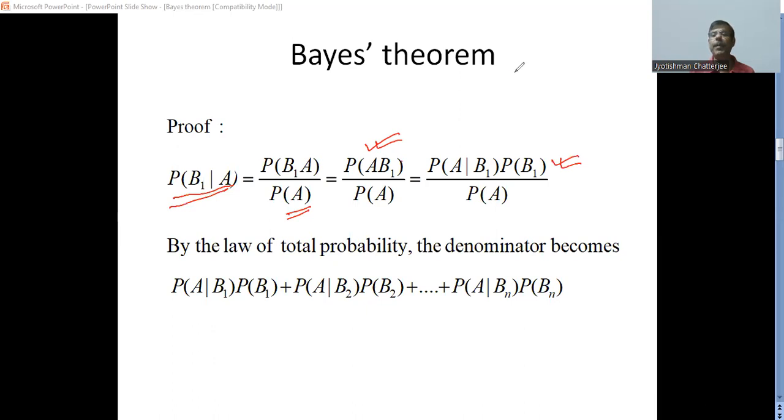What's P of AB1? P of A given B1 is nothing but P of AB1 by P of B1, multiplied by P of B1. That gives you P of AB1. And that's what this step is, from here to here.